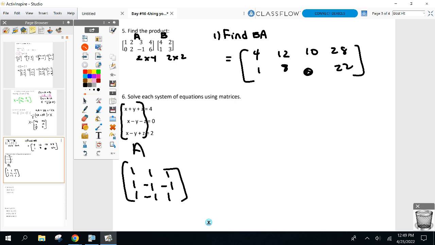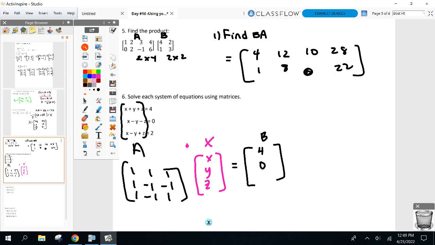And what we're trying to do here is figure out an answer for x, y, and z so that it equals what I'm going to have you guys call matrix B, which is what they all equal. And this will just be 4, 0, 2. So that's what it looks like before we put it into our calculator in a second.